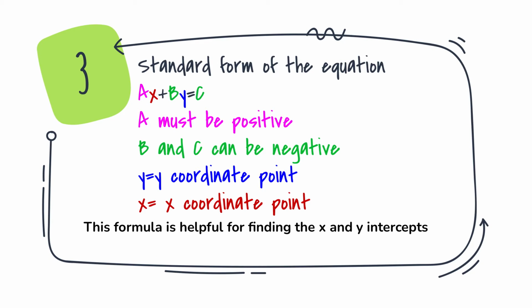The last form of a linear equation is the standard form of the equation, ax plus by equals c. A must be positive. B and c can be negative. y equals the y-coordinate point. x equals the x-coordinate point. And this formula is helpful for finding the x and y intercepts.